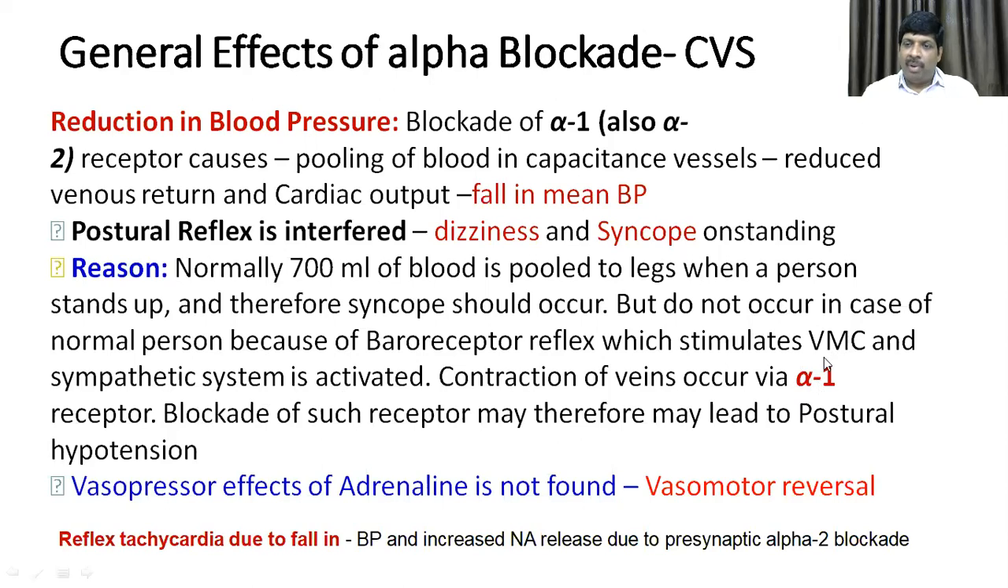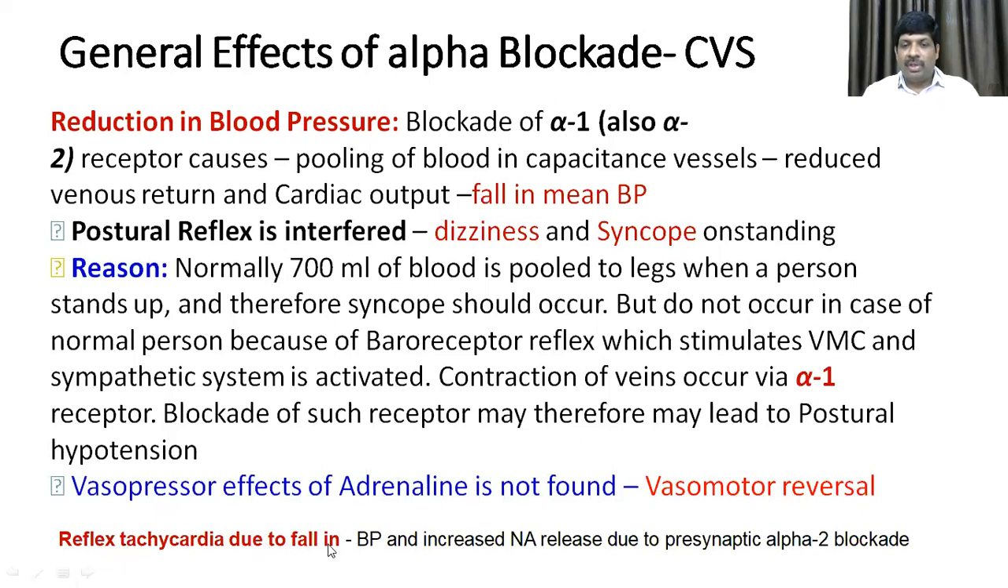But when alpha is blocked, the baroreceptor reflex will stimulate the vasomotor center, and the vasomotor center will stimulate the sympathetic system, but as alpha is blocked, the adrenaline cannot bind there, and then postural hypotension will be seen. This is known as postural hypotension. The vasopressor effect of adrenaline is not found, and that is why this is known as vasomotor reversal.